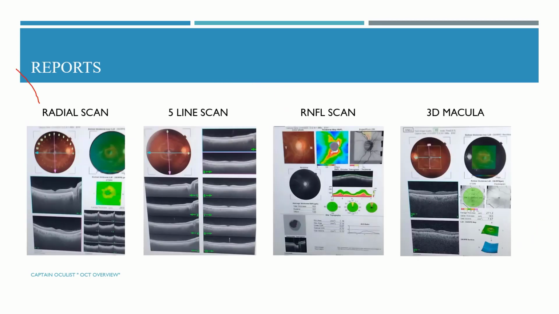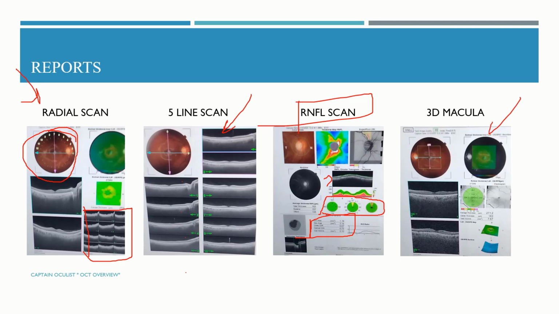The amazing part over here is the report. I have added here some examples of the most common scan reports. This is a scan. You can see it has a whole radius captured and it has captured all over the fundus. Then we have the 5-line scan. You can see the 5 scans. Then we have the RNFL, which gives an overview of the RNFL, in which we have the cup disc ratio, the RNFL thickness map, and also maps of the disc. Now we have the 3D macular scan.